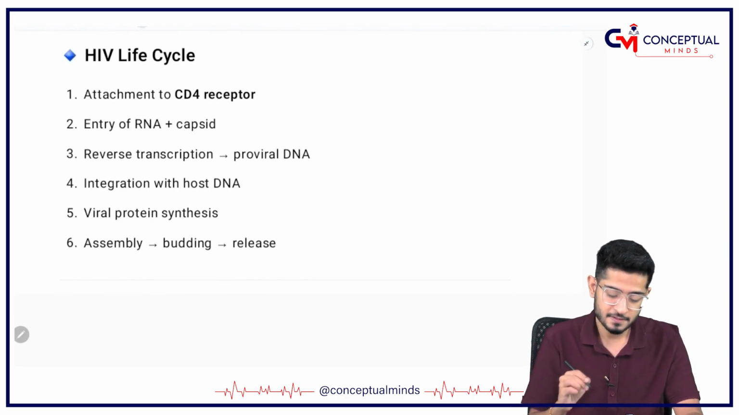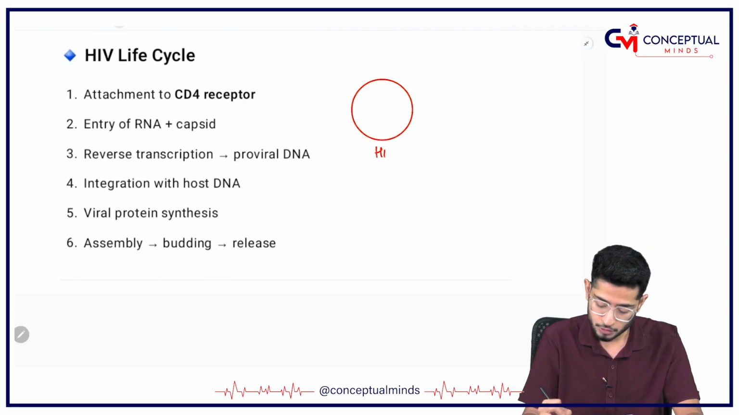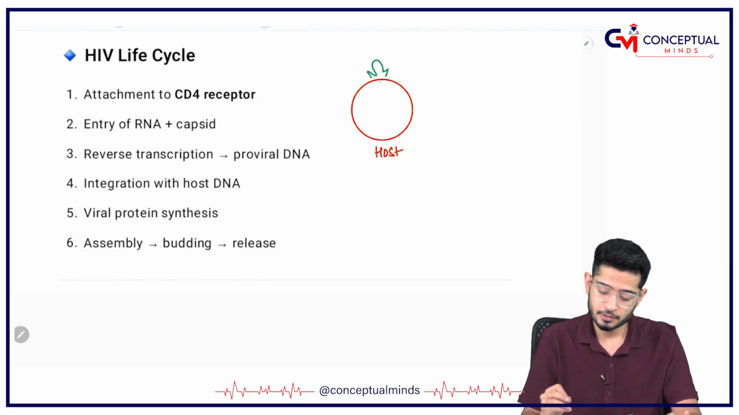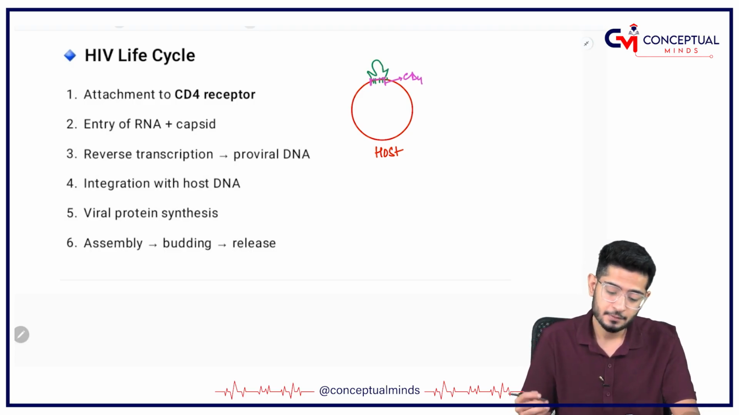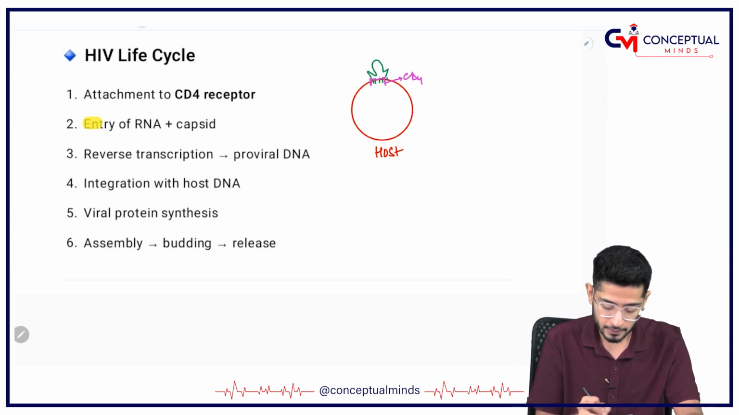Now coming on to the life cycle of HIV, very simple. See here, this is the host and this is my HIV virus. First of all, they are going to get attached with the help of what? With the help of a receptor. Which receptor? CD4 receptor. After that, there will be the entry of RNA plus capsid. So the RNA and the capsid protein, both of them are going to enter inside.